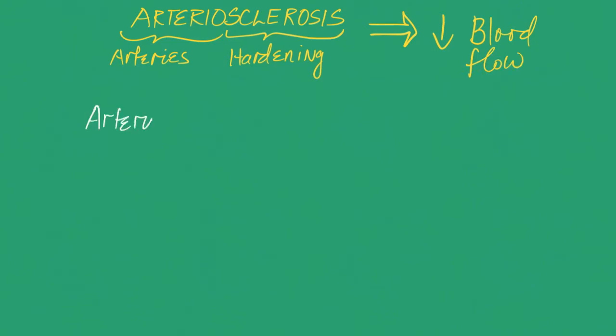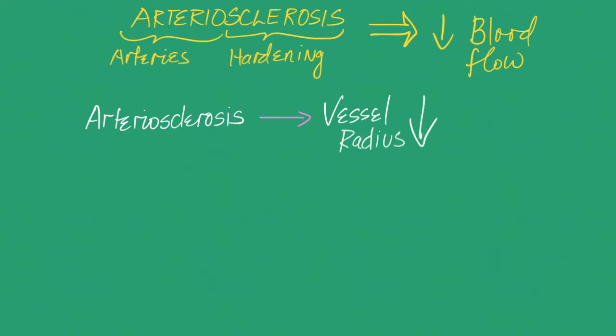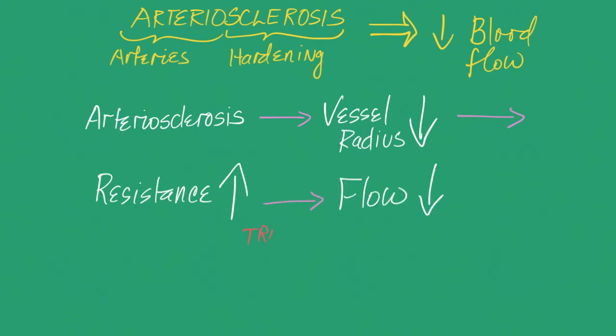So here is arteriosclerosis. The artery has become narrower. There's narrowing of the artery. So vessel radius decreases. We know that if vessel radius decreases, then resistance must increase. So when resistance increases, blood flow decreases.